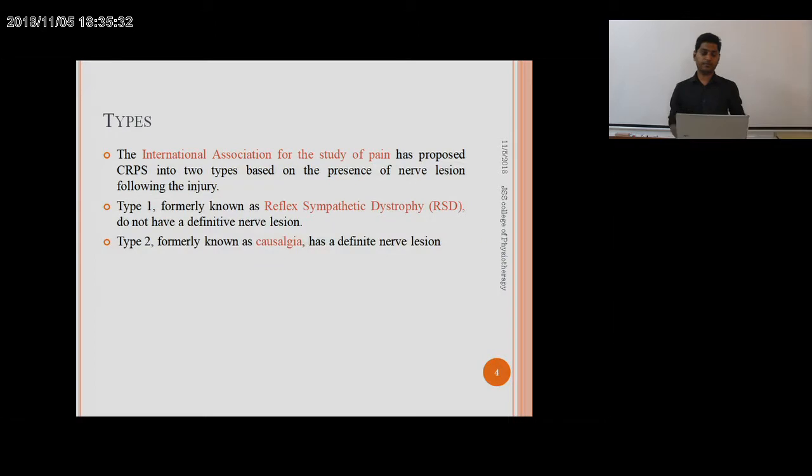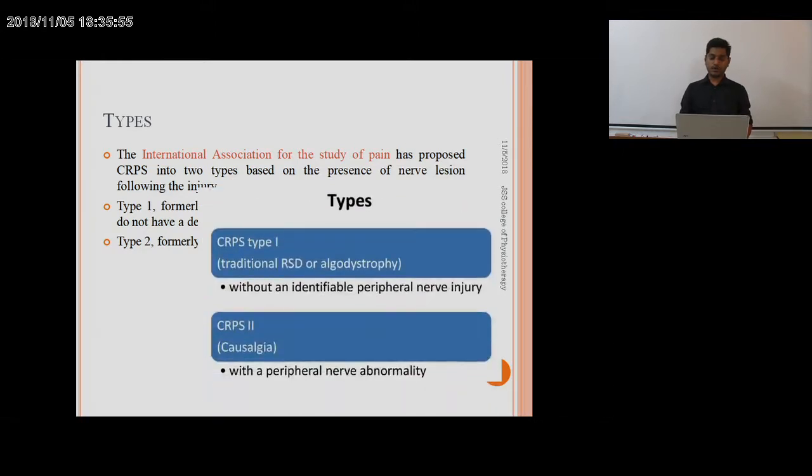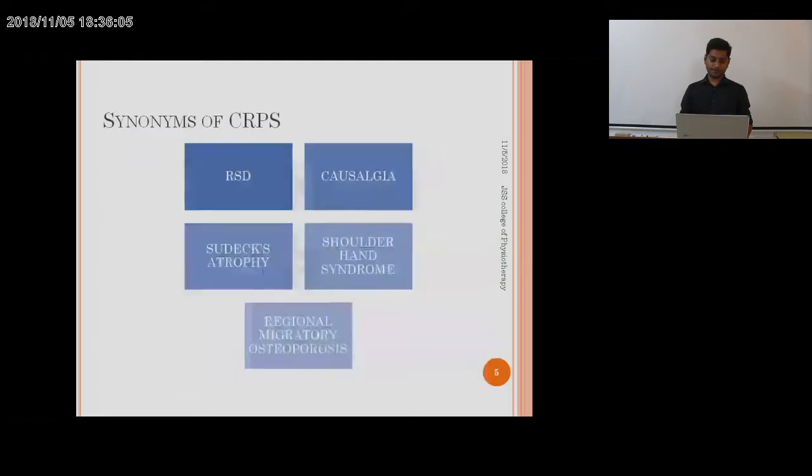When it comes to types, the International Association for the Study of Pain has proposed dividing CRPS into two types based on the presence or absence of a nerve lesion. Type 1, formerly known as reflex sympathetic dystrophy, doesn't have a definitive nerve lesion. Type 2 is known as causalgia and has a definitive nerve lesion. So CRPS type 1 is traditionally known as RSD, and CRPS type 2 is causalgia with a definitive peripheral nerve injury.